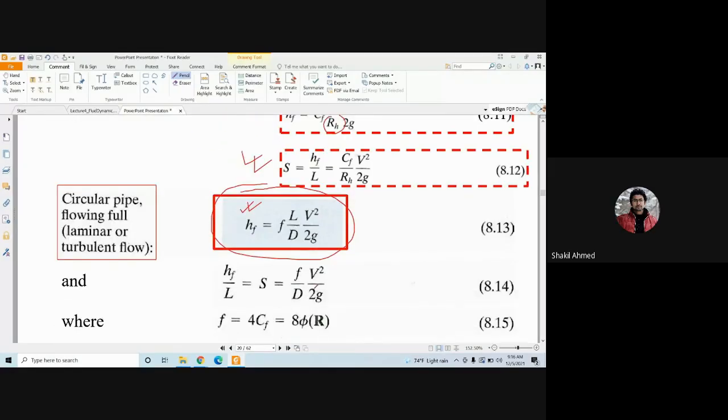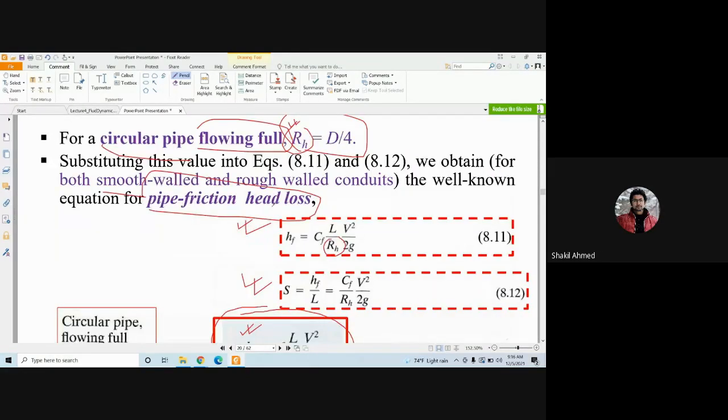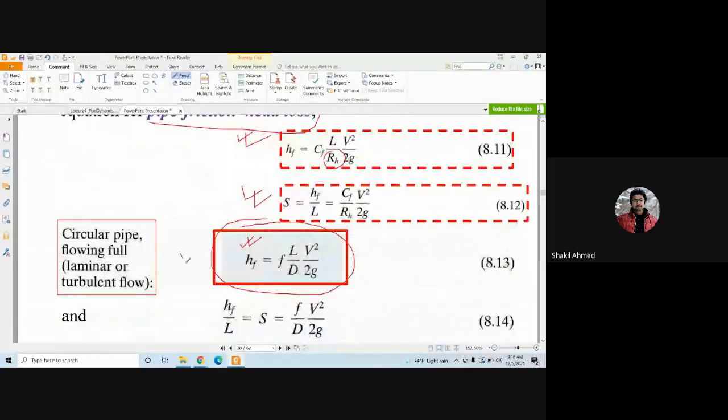Clear? Now remember, this expression is only for a circular pipe flowing full. This expression is for a circular pipe flowing full, either laminar or turbulent flow. But it has to be a circular pipe flowing full. So then you can write HF equals F into L by D into V square by 2G.